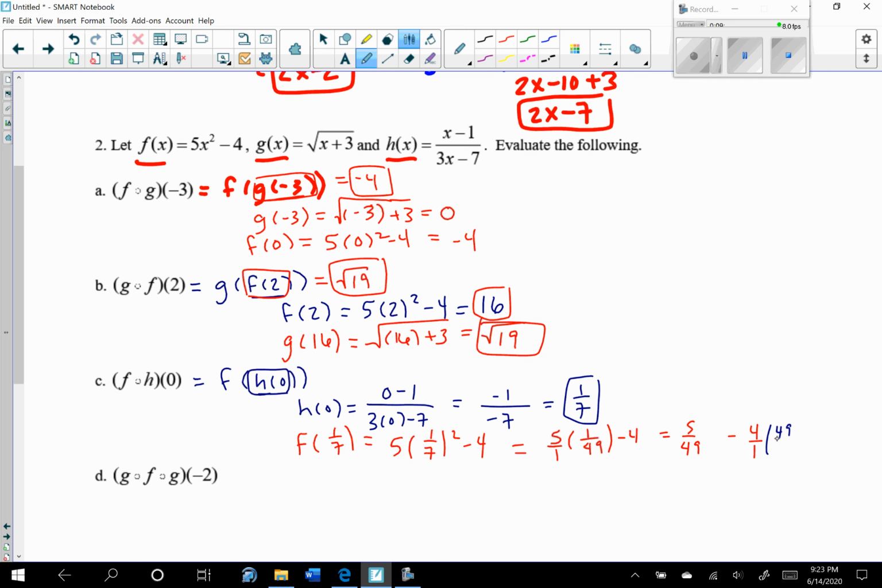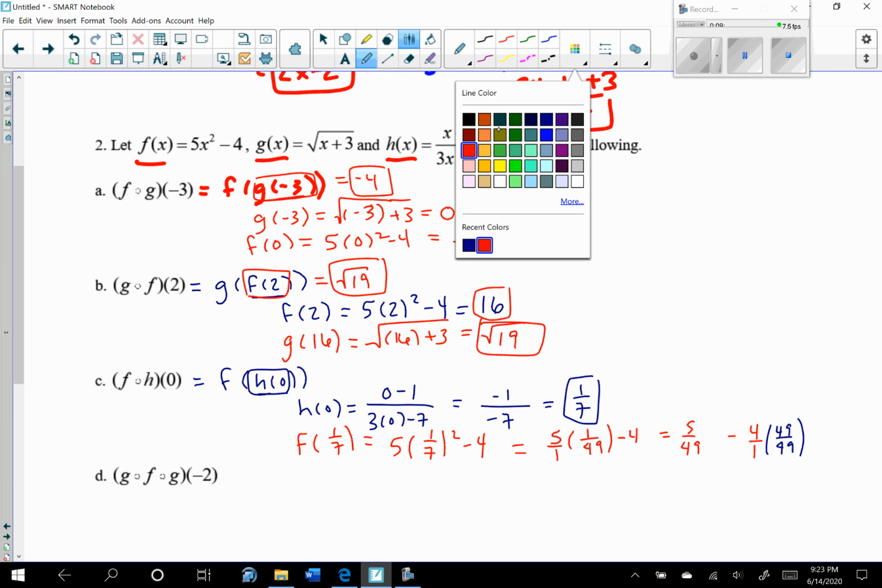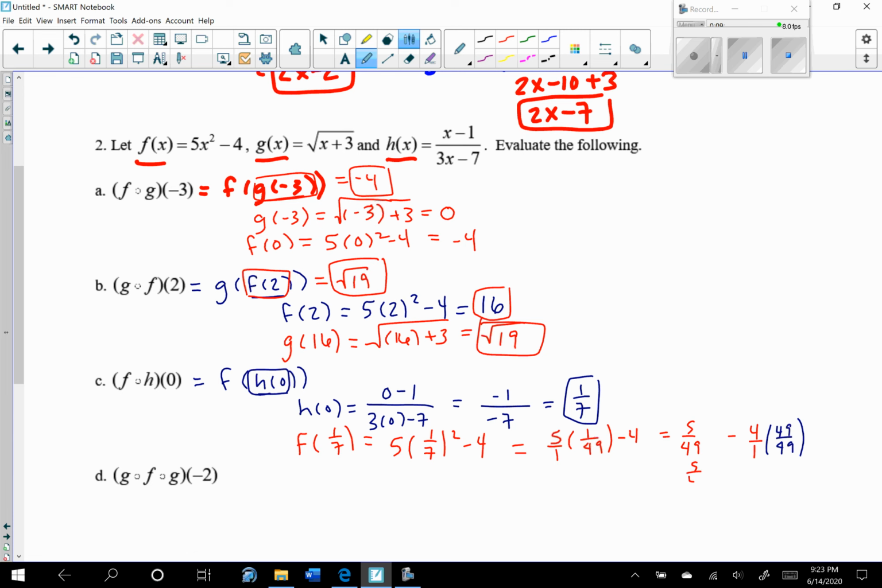49, so we need to multiply this by 49 over 49. So when I do that, I would get 5 over 49. And again, remember you're multiplying numerator times numerator, denominator times denominator. So this is 196 over 49. And to subtract the fractions, you combine the numerators over your common denominator. So 5 minus 196 gives us negative 191 over 49. And that's the answer to this entire composition, negative 191 over 49.